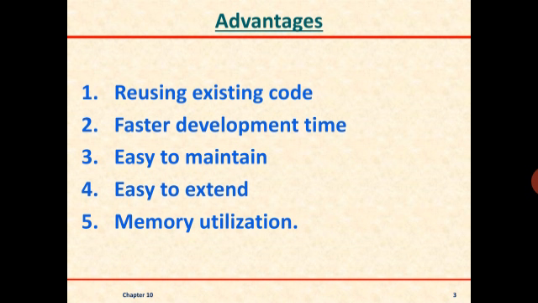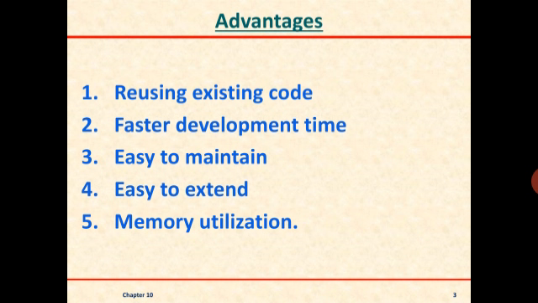Second is faster development time. We can write the program at a very faster rate. It is also easy to maintain. Easy to extend. Extend means we have written the program, we want to add a few things into it. That is possible in this inheritance. Also memory utilization means what? The computer memory is properly utilized to store the programs, means computer memory will not be wasted. So these are the few advantages of inheritance.